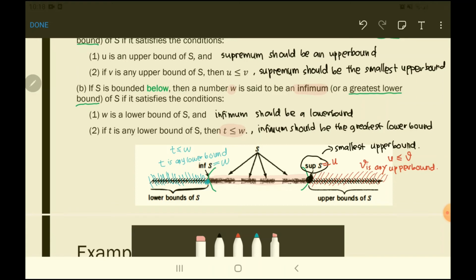Supremum is the least upper bound. Infimum is the greatest lower bound. Both do not have to be in the set, do not have to be an element of S. But as long as it is the greatest lower bound and the least upper bound, then they are the infimum and supremum.